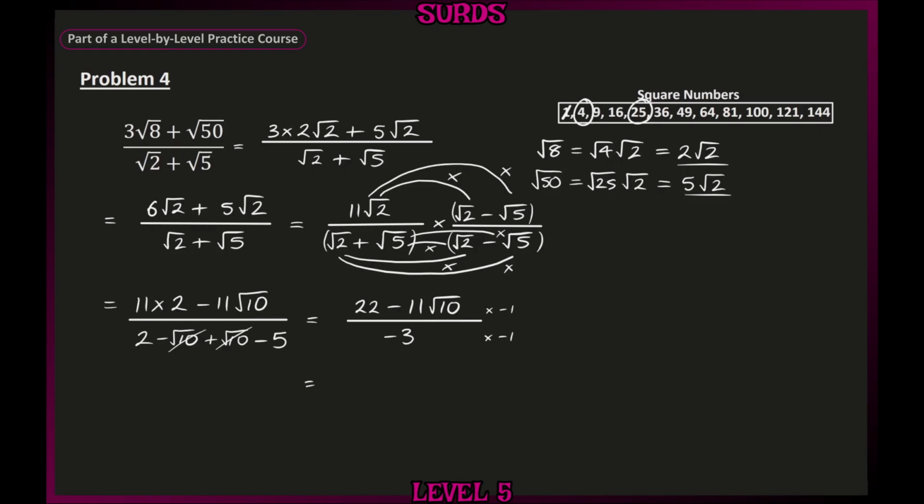And what that's going to do is it's going to make our minus 3 on our denominator become a 3. And then our 22 becomes negative, so that's going to be minus 22. And our minus 11 root 10 becomes positive. So we just have an 11 root 10. And this is just a slightly neater version of the line above. So 11 root 10 minus 22 all over 3 is our final answer to problem 4.